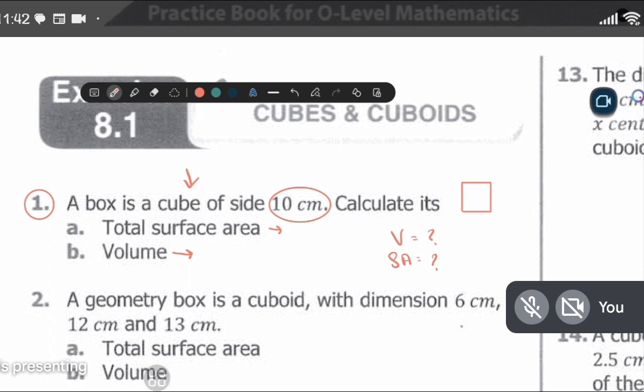Am I audible? Volume is 1,000. Yes, so that's good. And surface area.